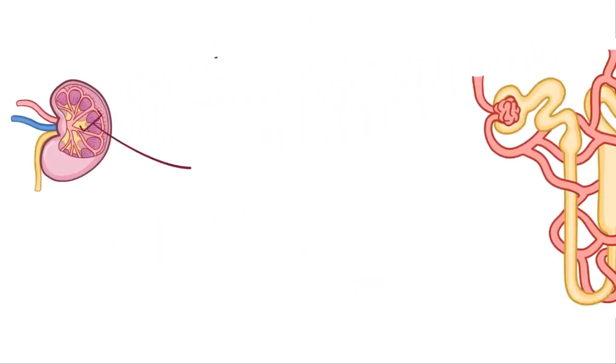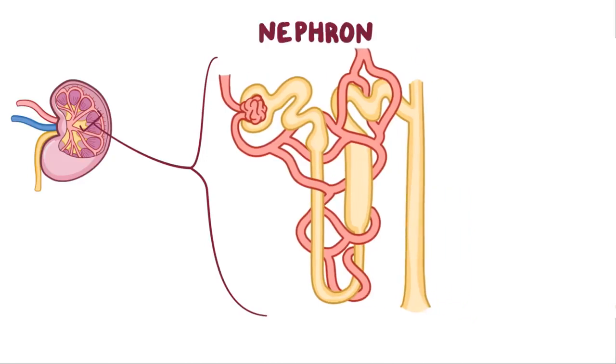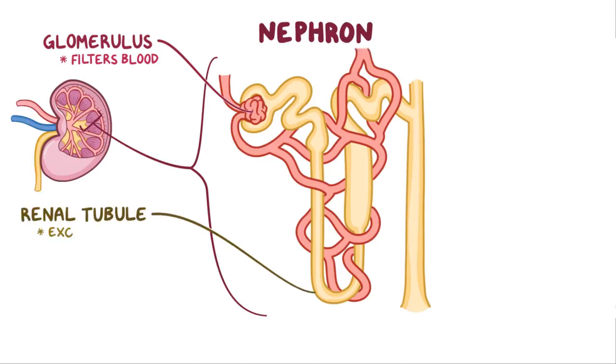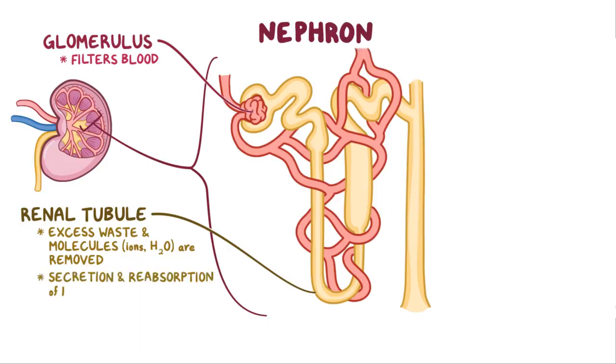Now, the basic unit of the kidney is called a nephron, and each nephron is made up of a glomerulus, which filters the blood. The filtered content goes through the renal tubule, where excess waste and molecules, such as ions and water, are removed or filtered through an exchange between the tubule and the peritubular capillaries. So the renal tubule plays a huge role in secretion and reabsorption of fluid and ions, such as sodium, potassium, and chloride, in order to maintain homeostasis, or the balance of fluid and ions in our body.